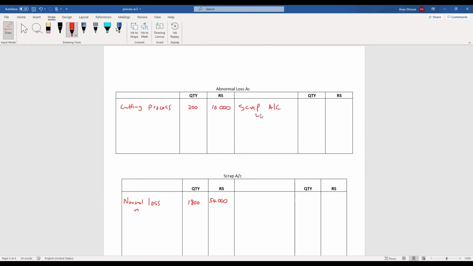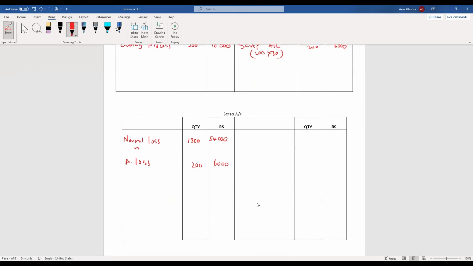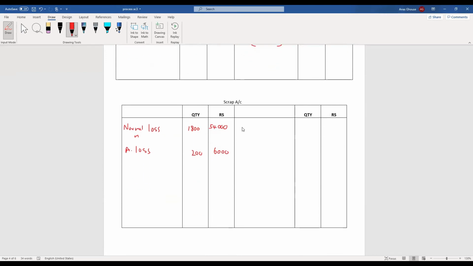200. We can sell this at 30, which can be sold for 6,000. And abnormal loss, $200, which is 6,000. So the entire loss could be sold, and you can realize the money, 60,000.